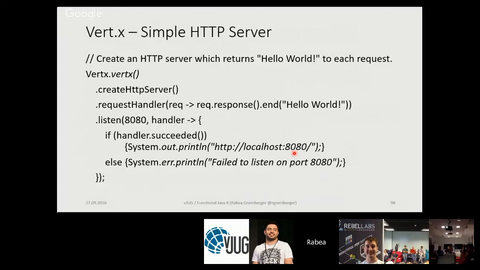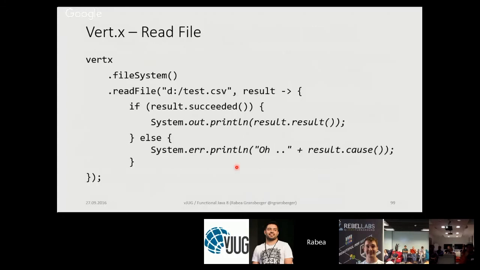Very simple. But we can also use it for other microservices as well. Microservices don't always have to be web-based. We can also build a file reading application, for example, which does it asynchronously and non-blocking. It reads a file from this location, and it will asynchronously call our lambda here and tell us if the reading succeeded, and then we can print it out, or if some error happened, for example.